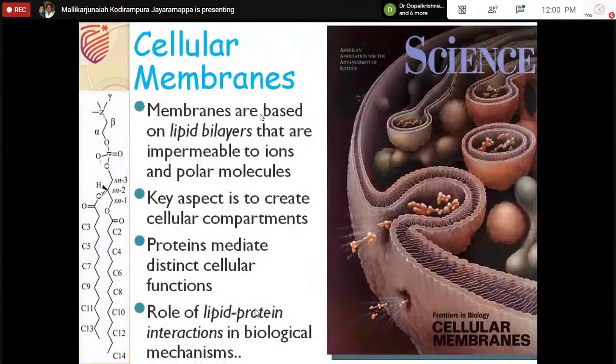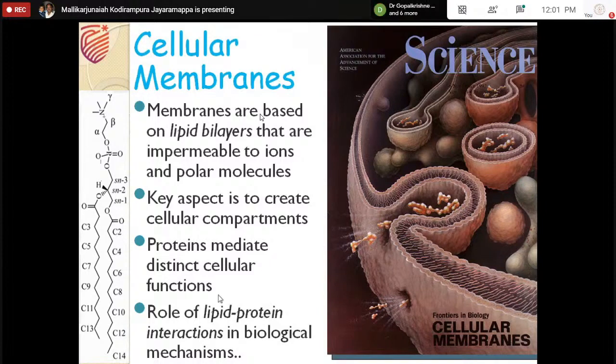Now, what is a cellular membrane? How does it look? All of us know that cellular membranes consist of lipid bilayers, and these lipid bilayers are impermeable to ions and polar molecules. The basic purpose of the cellular membrane is to make compartments within the cell. Within a body, these internal compartments, or walls, are made up of lipid membranes.